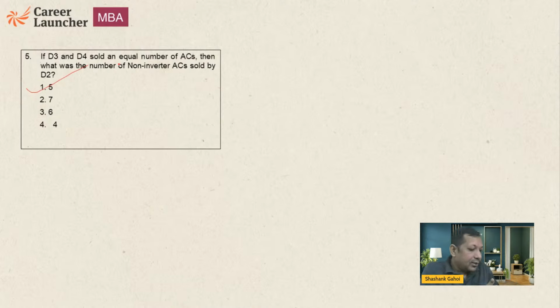Am I clear with this set? Yes, no? Just simply what I did, whatever information was given, I put it in the table with the numbers, and that's it. I didn't do anything else. So everyone understood the approach and how to get the answer of this question, yes or no?